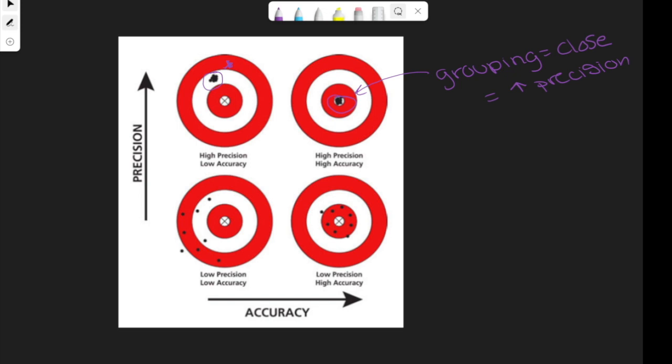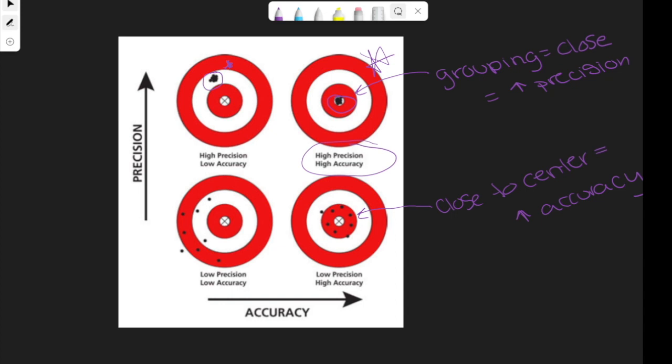Now, if you want to talk about accuracy, you need to look at how close they are to the center. So here we have low precision, but we see that this is close to center, which means that we have high accuracy. Of course, when we are doing an experiment in the lab, our goal is always to have high precision and high accuracy.